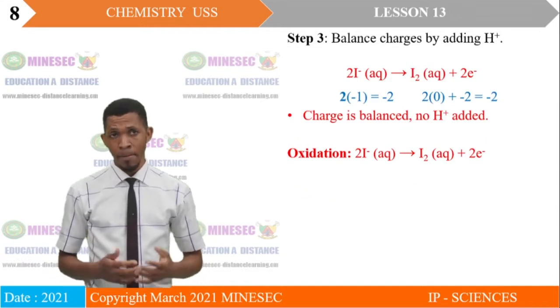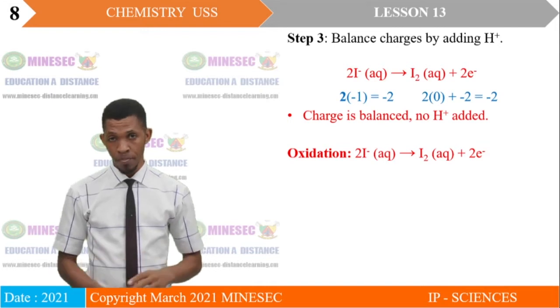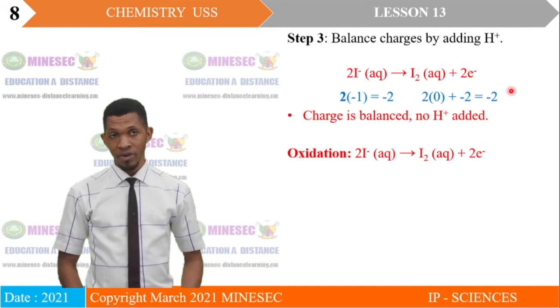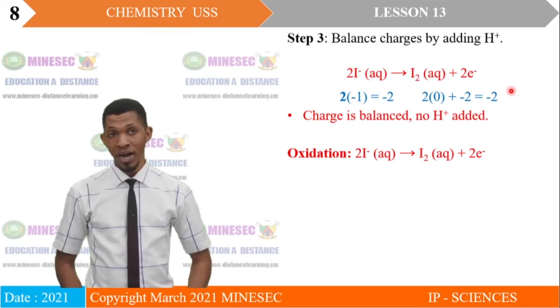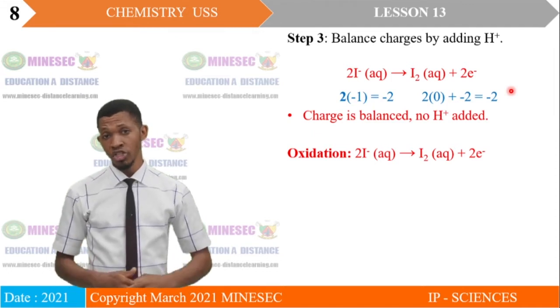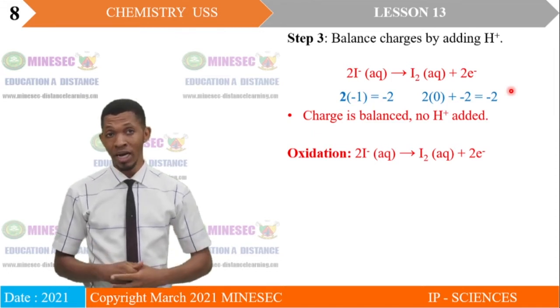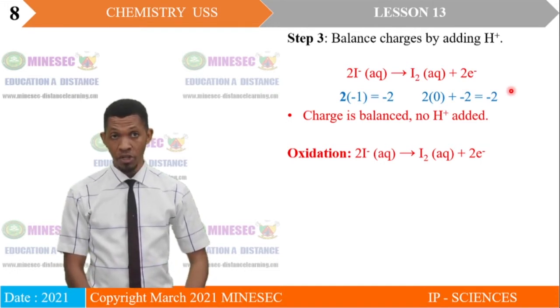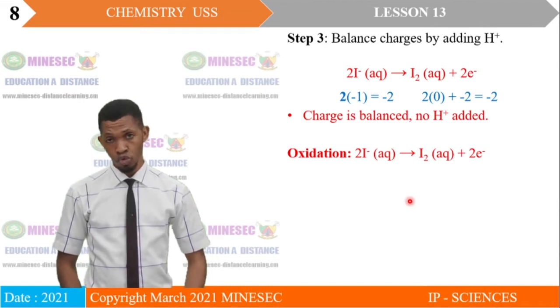Step 3, balance charges by adding hydrogen ions. Looking at the oxidation half equation, there are two negative charges to the right and two negative charges to the left. Charge is balanced, so there is no need to add hydrogen ions. And so the oxidation half equation remains 2 iodide giving iodine plus 2 electrons.